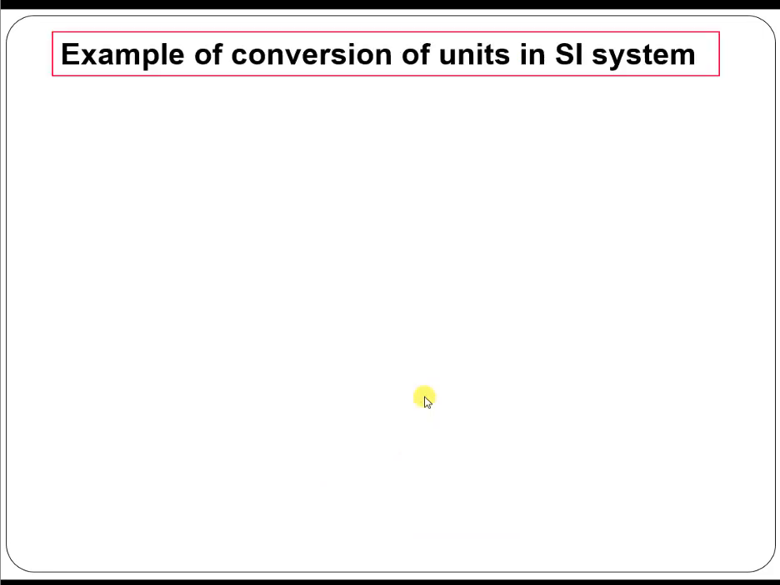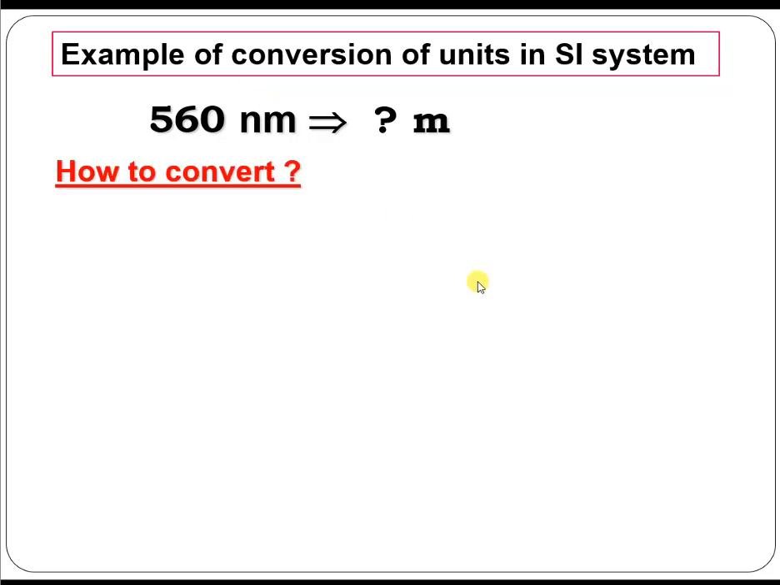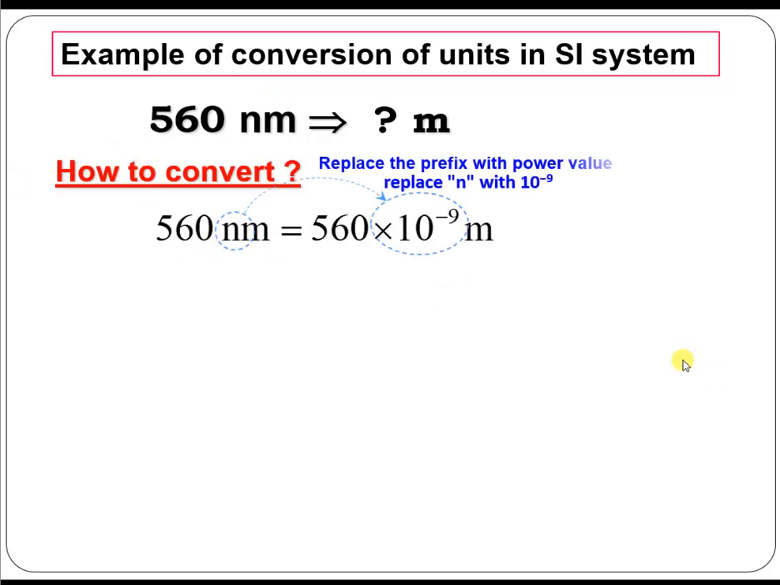How to convert units? So we start with the basics. To convert units, for example, 560 nanometer to SI unit meter, first we identify the prefix. Then we substitute the prefix with the power value. In this situation, we replace the n, nano, with times 10 to the power of negative 9.